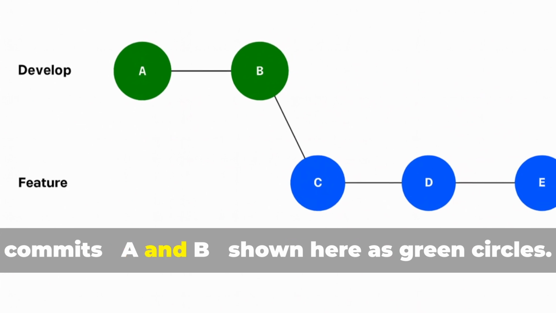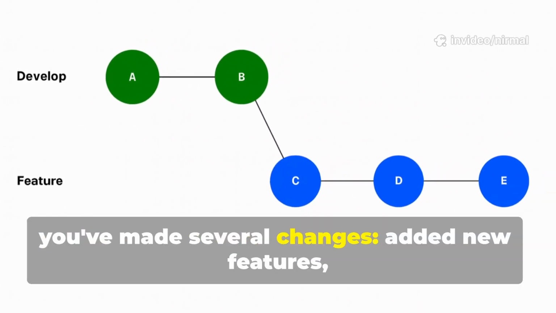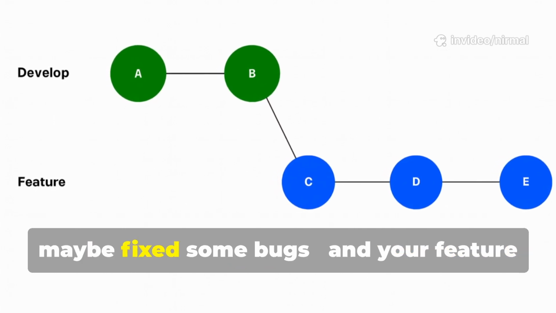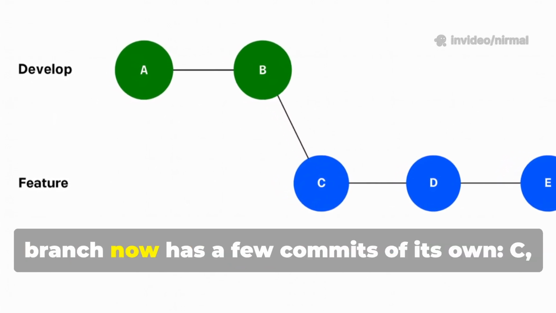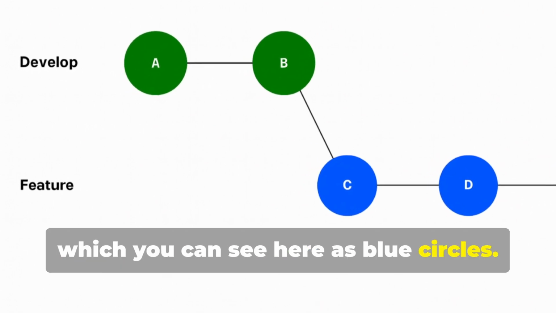Let's say you started working on your feature branch a while ago, back when the develop branch only had 2 commits, A and B, shown here as green circles. Since then, you've made several changes, added new features, maybe fixed some bugs, and your feature branch now has a few commits of its own, C, D, and E, which you can see here as blue circles.